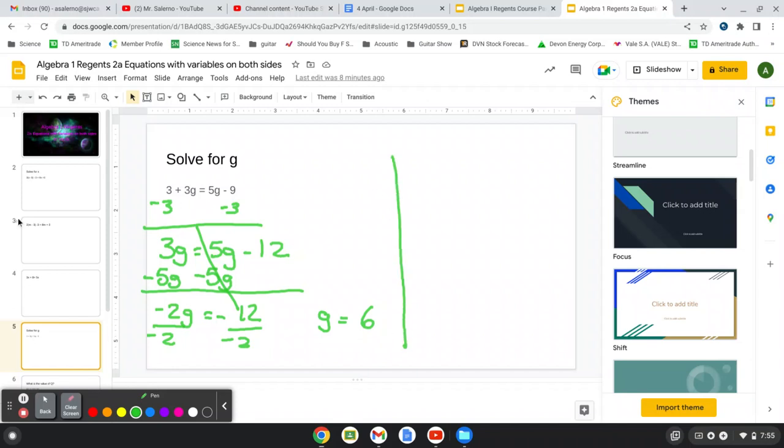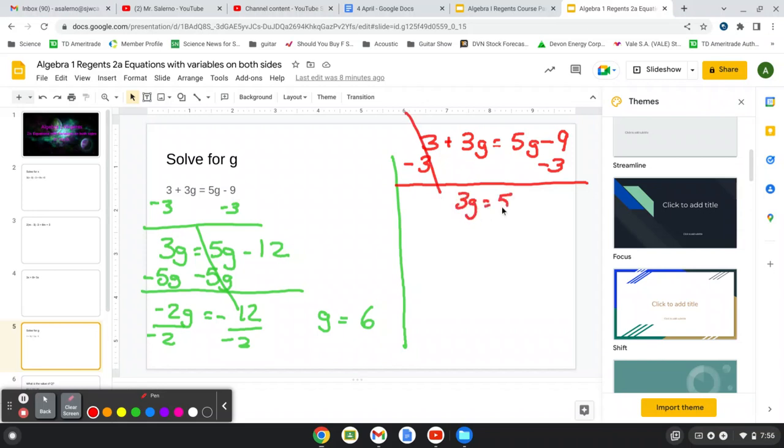Let's do it again, but let's just do it a different way to show you that it doesn't matter which way you do it. So write this up here again. 3 plus 3g equals 5g minus 9. What if I just minus the 3 right away? Right? Now that will cancel out. And so I have 3g here equals 5g minus 12. We're going to get the same thing. It didn't matter what I did. The same thing. Right? Well, let's do another one.